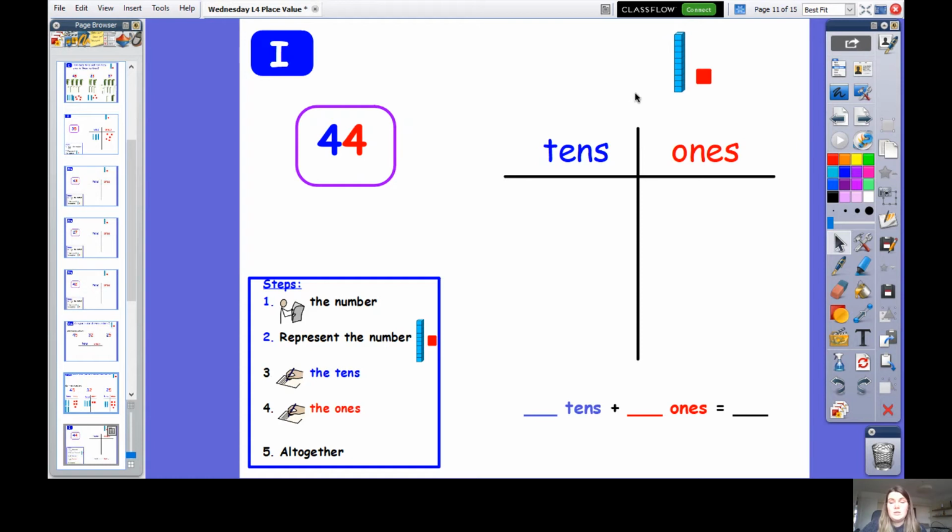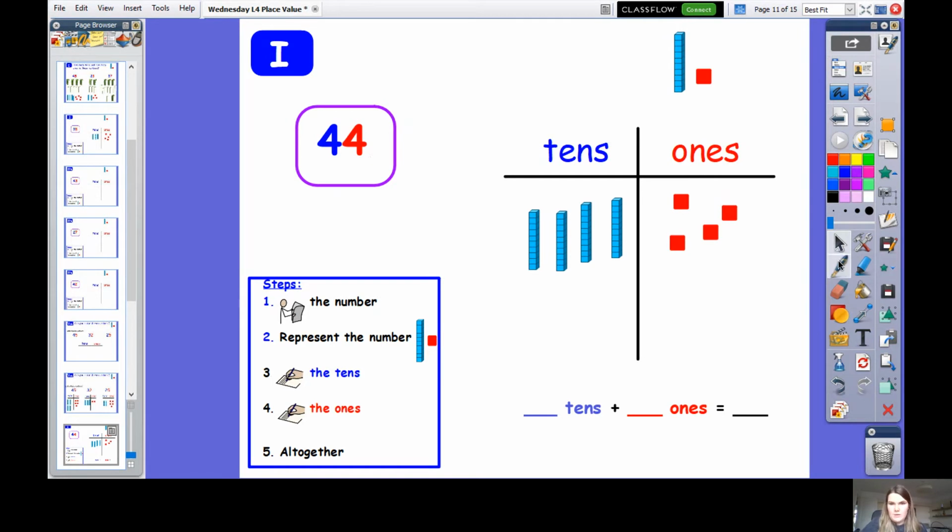Now I need to represent using my dimes or pencils or beads or anything that I have to help me. So I'm going to put out 1, 2, 3, 4 tens because my number has 4 tens here. 4 tens make 40 and my number is 44. And I need to put out 4 ones. 1, 2, 3, 4. I need to put out 4 ones because there are 4 ones in my ones column and my number is 44.